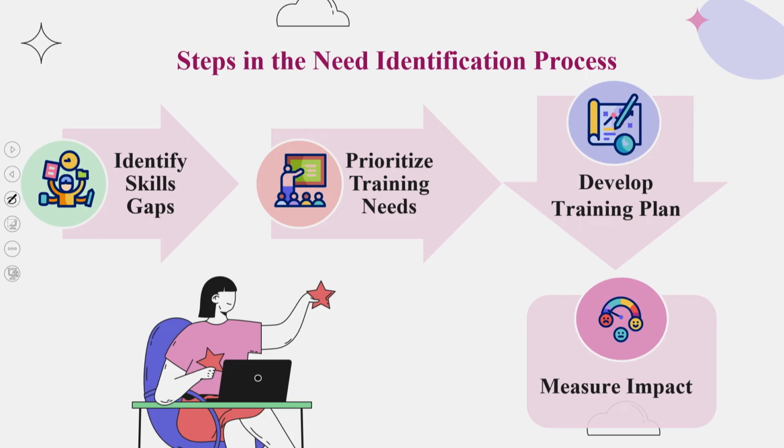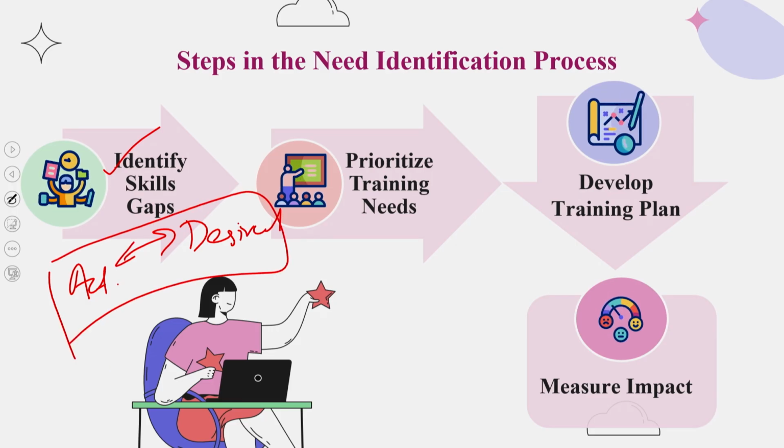The fourth step in the need identification process is the identification of skill gaps. By comparing the actual and desired performance, organizations can identify specific skill, knowledge or behavioral gaps. These gaps become the basis for developing targeted training initiatives. Then you have the prioritization of training needs. Not all identified gaps require immediate attention, and this is where you are trying to optimize the entire set of factors. Needs are prioritized based on their urgency, strategic importance and potential impact on performance and productivity.